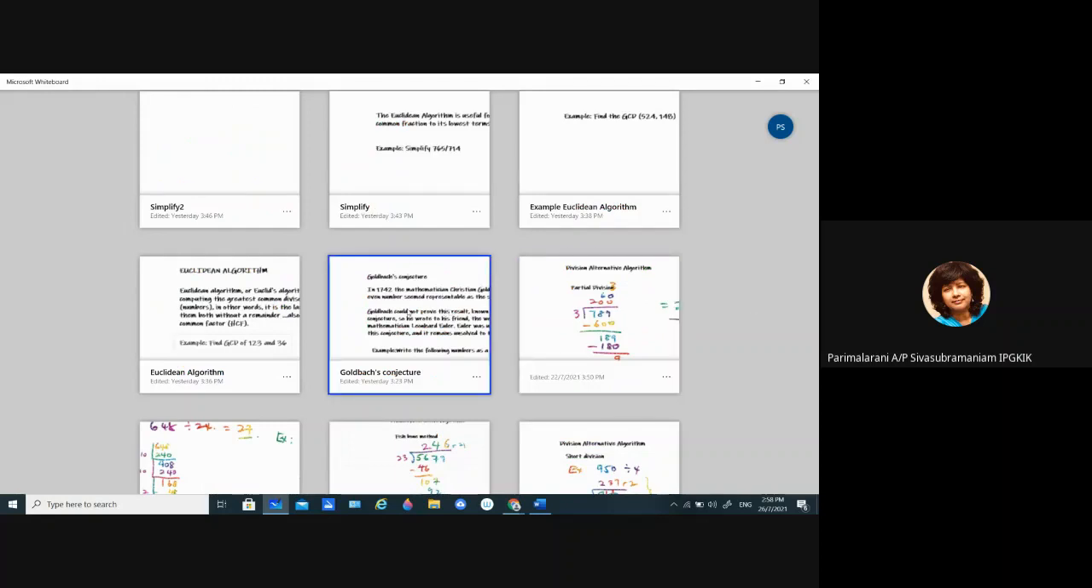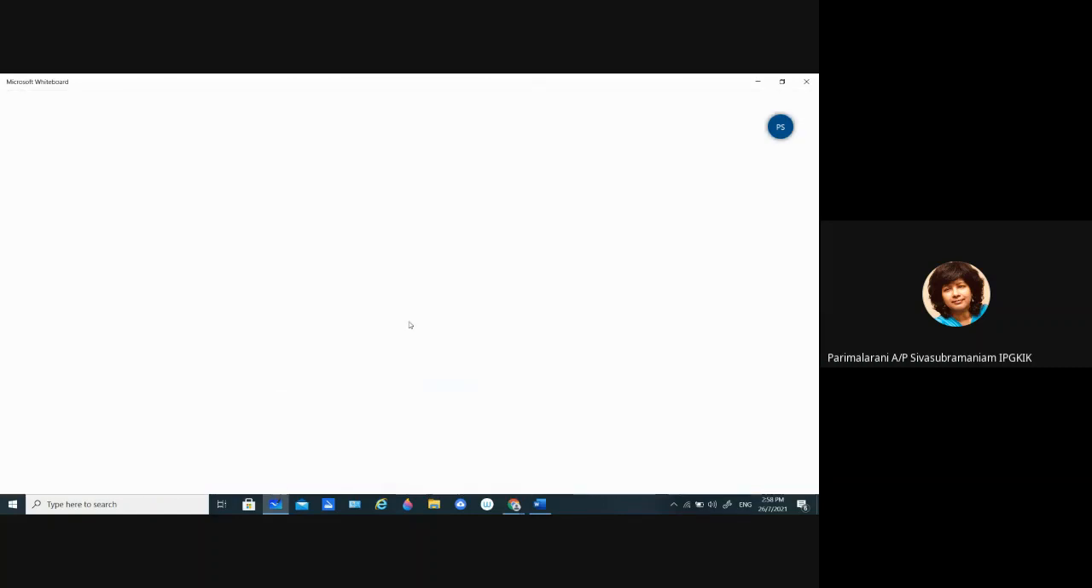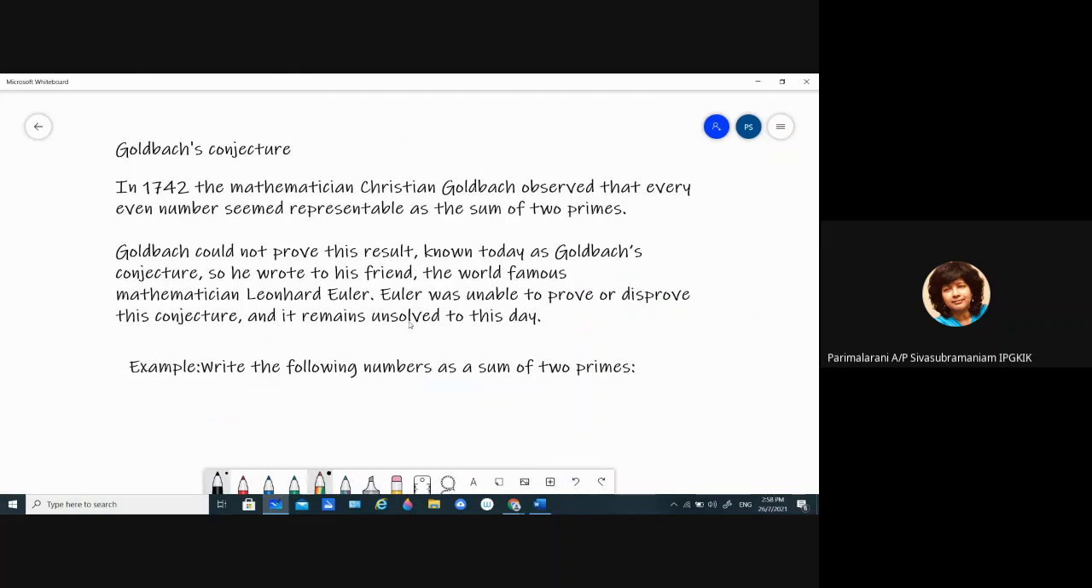Next we're going to look at Goldbach's conjecture. Do you know what's a conjecture? A conjecture is a true statement but hasn't been proven yet. In 1742, the mathematician Christian Goldbach observed that every even number seemed representable as the sum of two primes. For example, 4 equals 2 plus 2. 2 is a prime number, so we have written 4 as a sum of two primes.